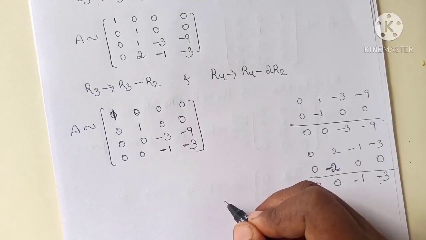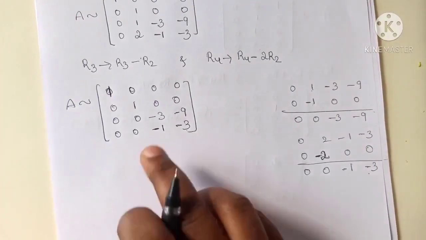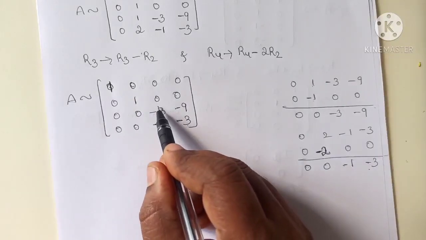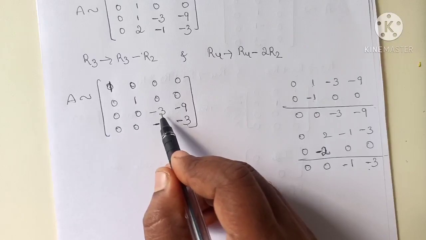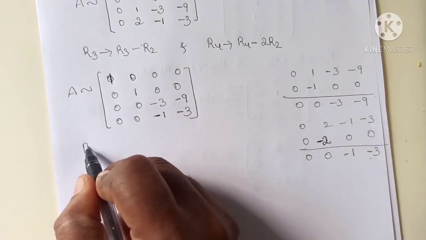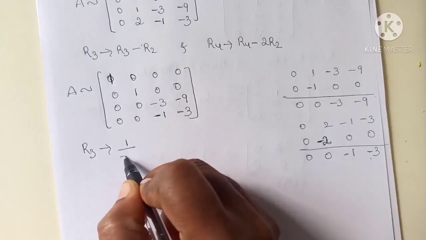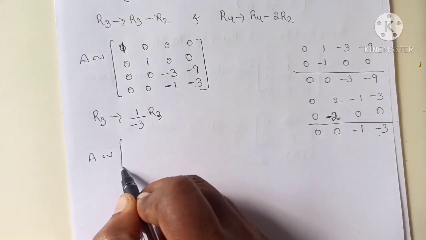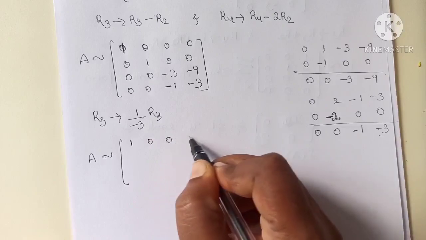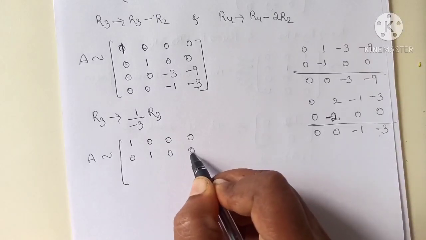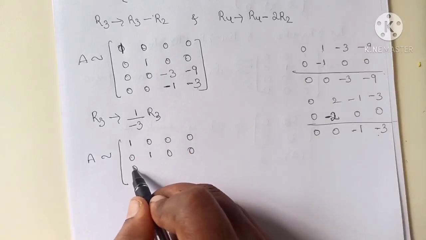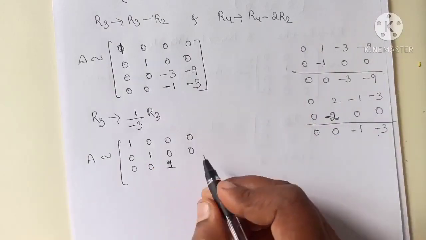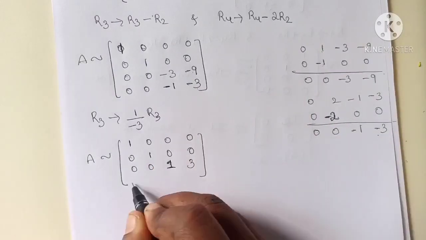Okay. Next, we make this element plus 1, because this is the leading element of the third row. Therefore, R3 is multiplied with 1 by minus 3 into R3. This becomes A equals 1, 0, 0, 0 as it is, 0, 1, 0, 0. Now dividing by minus 3 we get 0, 0, 3 and 3 get cancelled, we get plus 1. Minus 9 divided by minus 3 equals plus 3, and the fourth row is as it is.